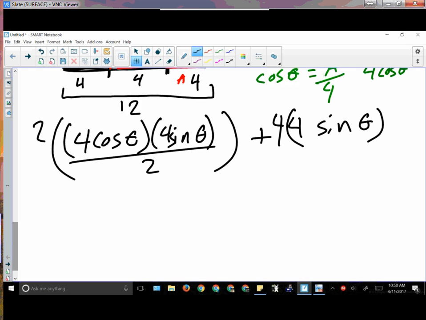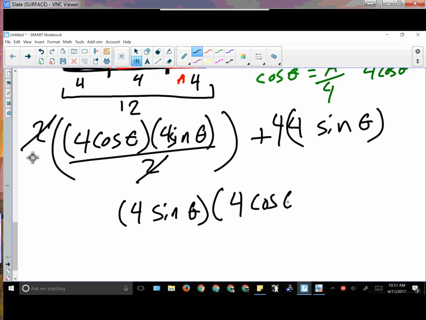And honestly, what I could do, this would cancel off with this here. I see I got a 4 sine theta here, 4 sine theta here. So if I wanted to, I could factor out a 4 sine of theta and leave in here 4 cosine theta plus 4. That would simplify it out to put it into the graphing calculator, correct?